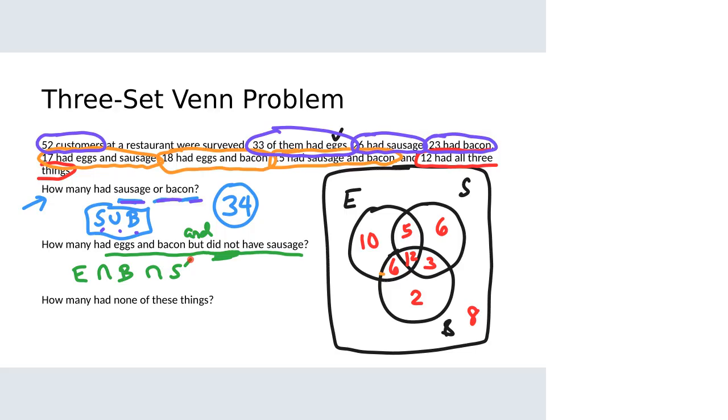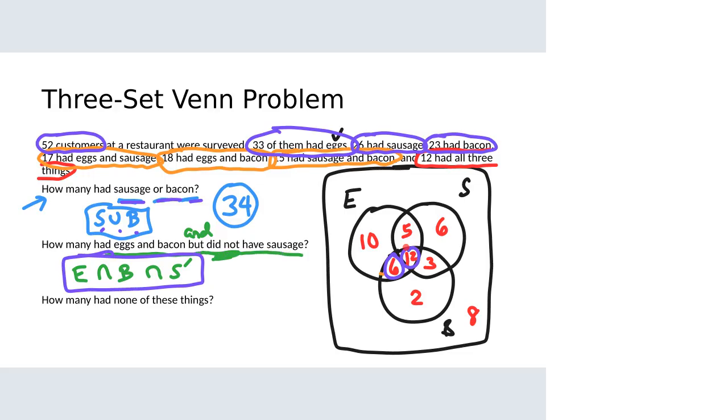All right, let's see this one then. Those of you who are really good at shading might want to shade that, and then you'll know exactly where to count. I think for a lot of people, it works better the other way, is to go, okay, eggs and bacon. Well, where do eggs and bacon overlap? That's right here, these two regions, but did not have sausage. So anybody who has sausage, I need to throw them out. So if the question had said, how many had eggs and bacon? 18 is correct. But this says, also did not have sausage. What that means is I need to throw out anybody who had sausage because they're in the sausage circle. I can't count them.